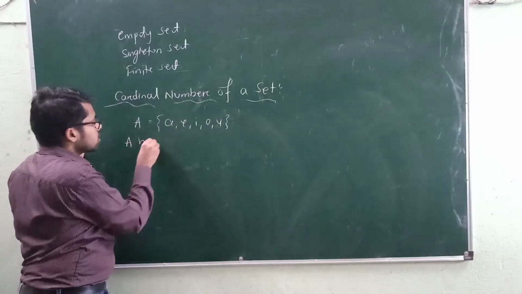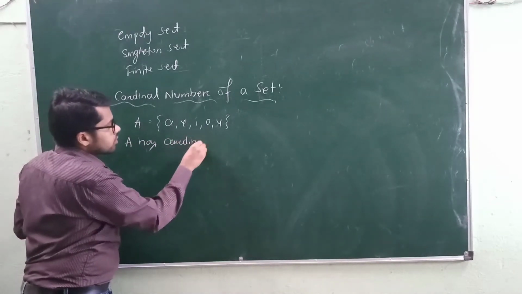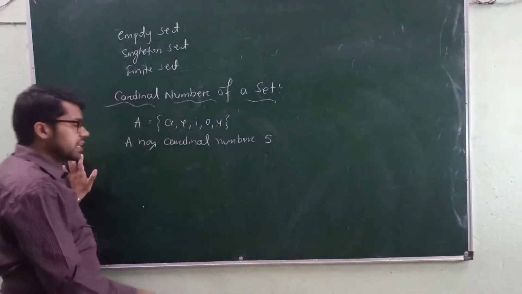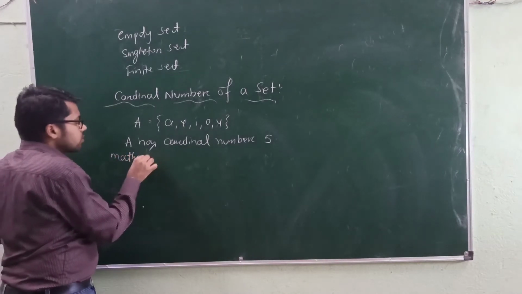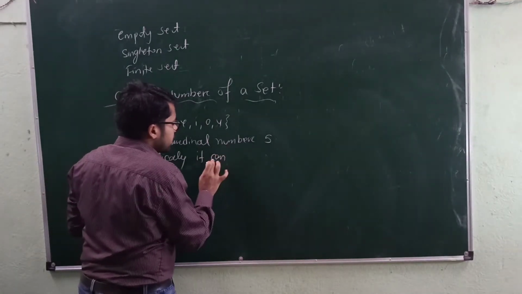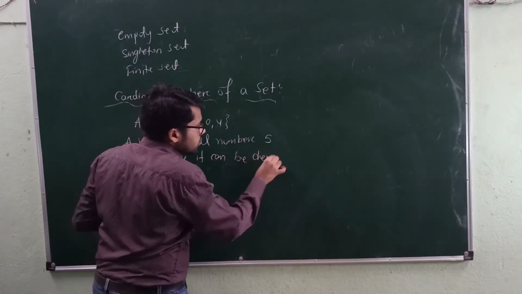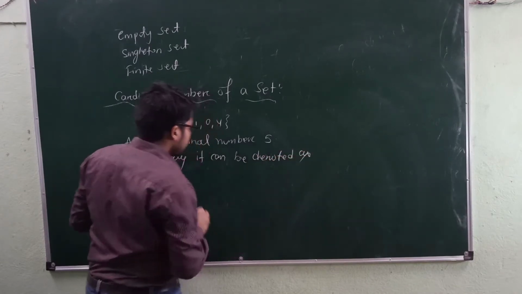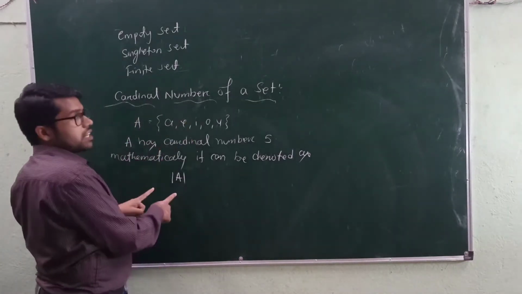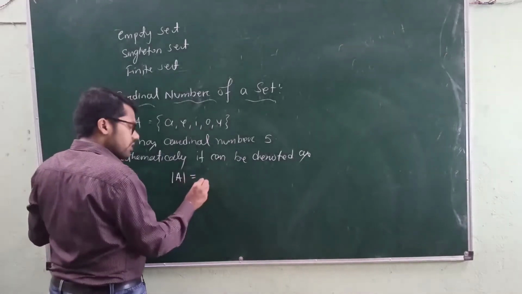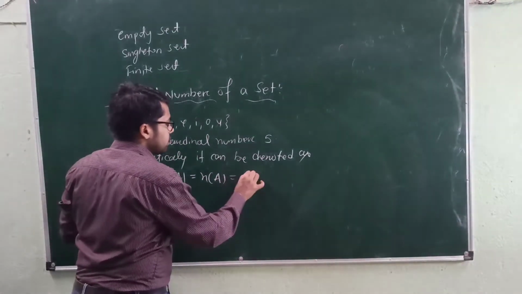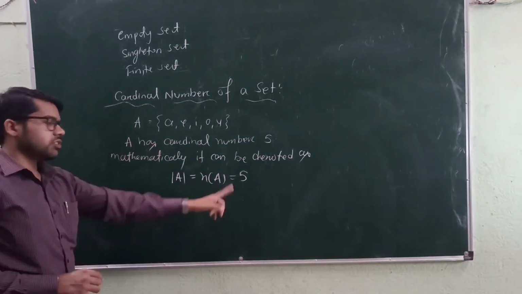That means A has cardinal number 5. Mathematically, it can be denoted like this: mod A. Mod A means the cardinal number of A, or the cardinality of A. This can also be written as n of A. n of A also means the cardinality of A, and in this case it is equal to 5.